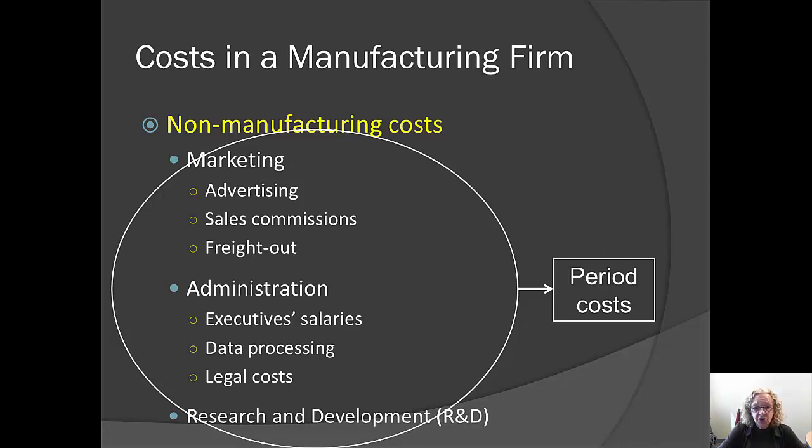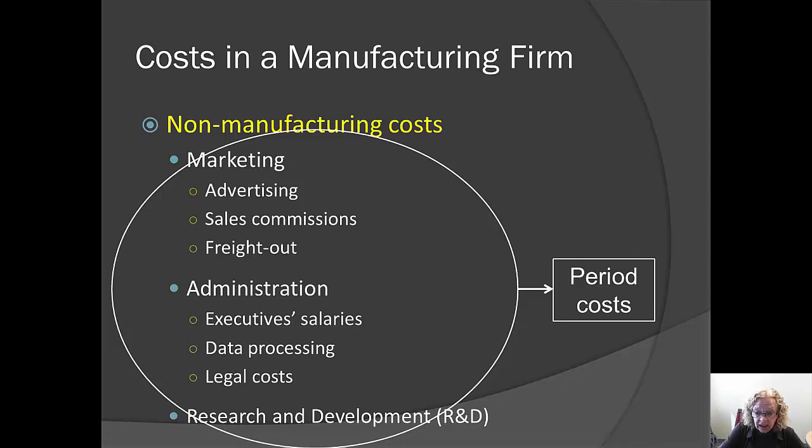Why does GAAP tell us to do this? There is some uncertainty about whether these costs have future benefits. Do they help us to generate income in this period, or do they help us to generate income in subsequent periods? It's very hard to answer that question, and because of that, GAAP says we don't know whether these costs have future benefit, even though we really hope they do.